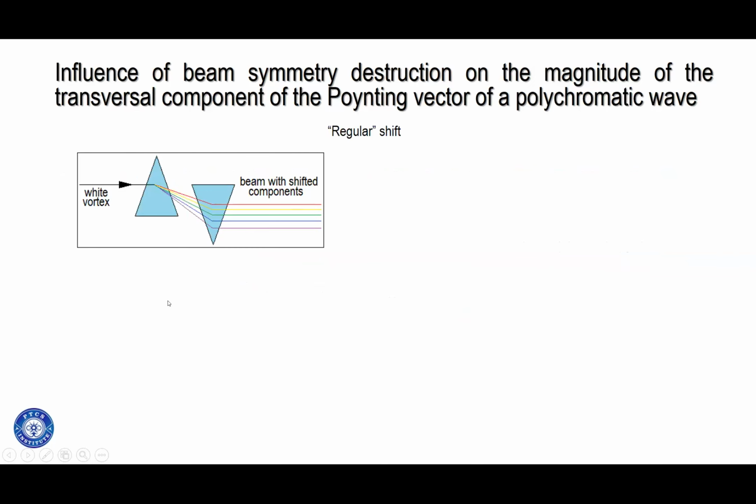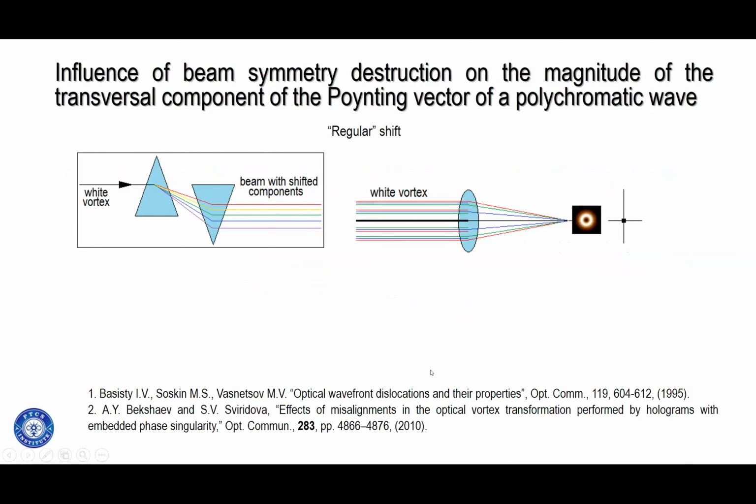Note that the process of regular beam transformation can be carried out in such a scheme using two prisms. Or, as another example, the diffraction of a white vortex on the edge of a screen. It is known for monochromatic vortices that under such operations, the centers of vortices in the far field shift relative to their initial positions.